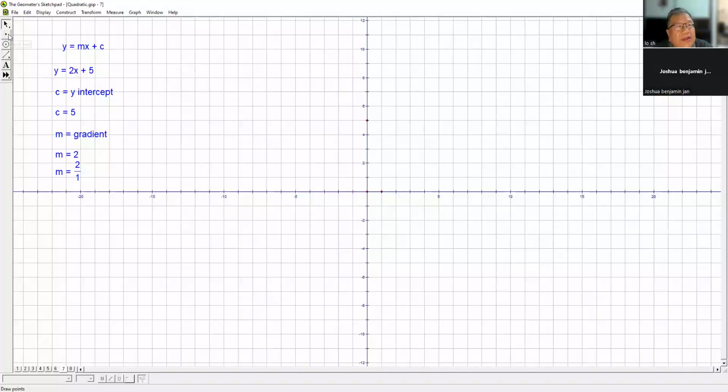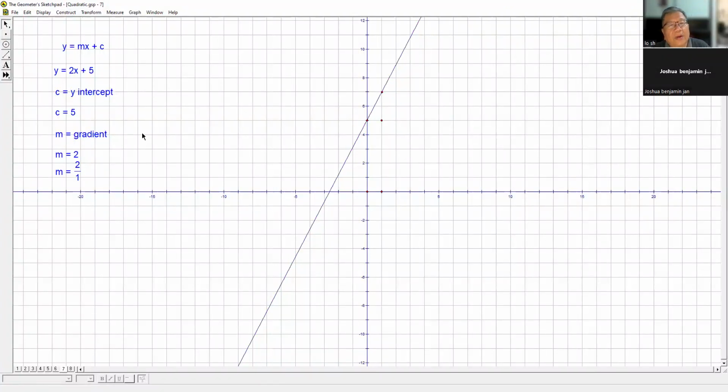So I count like this. You see how I count. From this point, bottom number 1, here 1. Then I move up 2 steps. You see here, the gradient is 2 over 1. So this is 2, and this is 1. So this is 2 over 1. So if I want to draw this line, I pick this point, I pick this point, then I construct the line. Ah, this is the line.